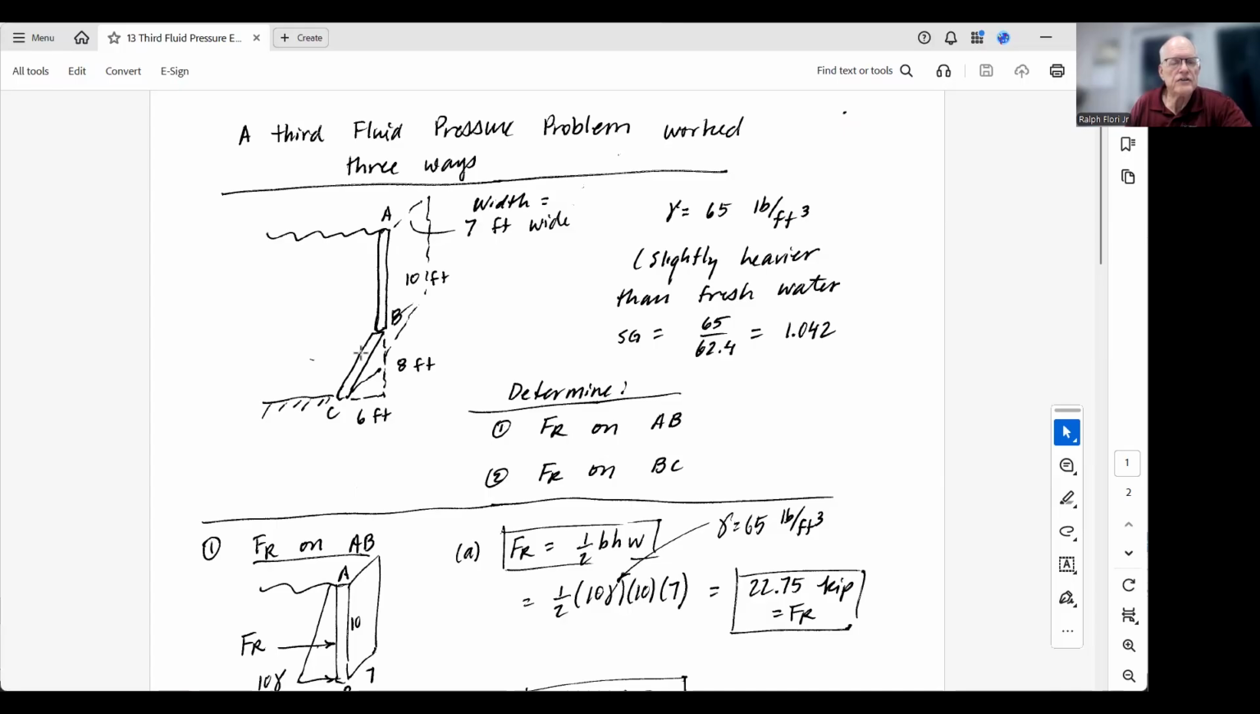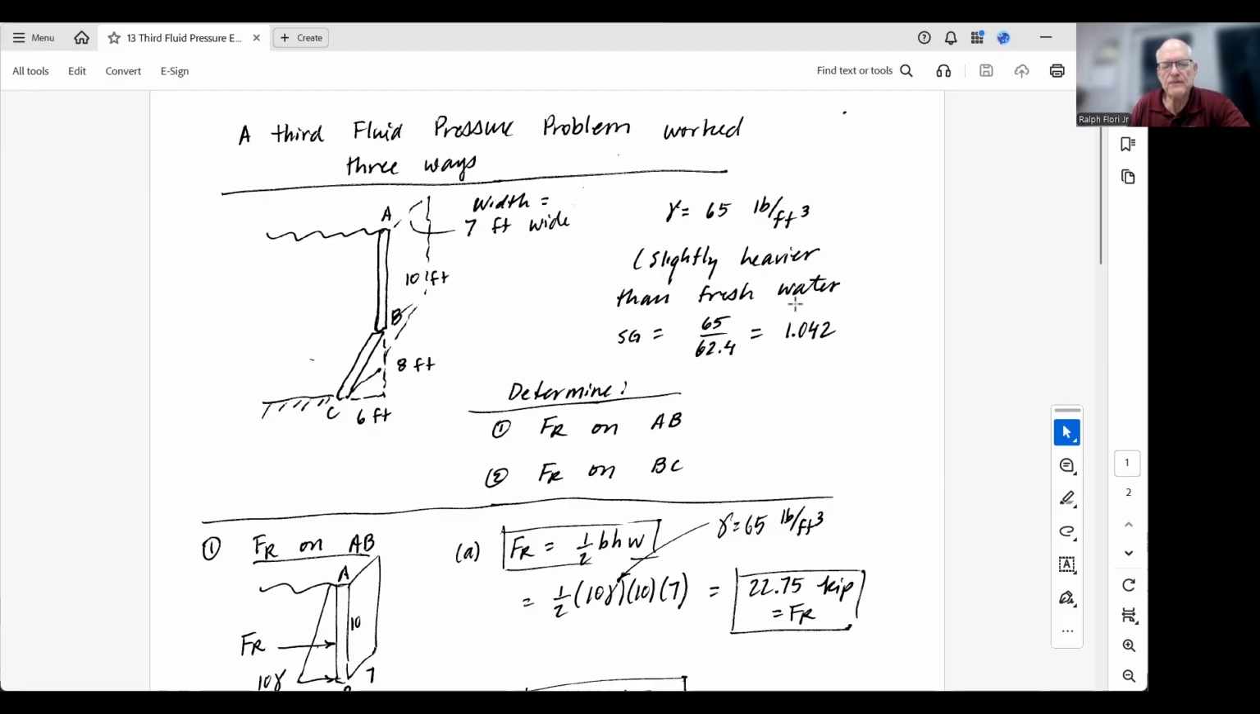So this is now a submerged gate. This is 10 foot deep. There's a gate here at a 3, 4, 5 slope. So 10 foot deep to B. And then this plate is 8 foot vertical and 6 foot horizontal. The fluid here is 65 pounds per cubic foot, so it's slightly heavier than fresh water. And so this has a specific gravity of 65 divided by 62.4, which is 1.04.